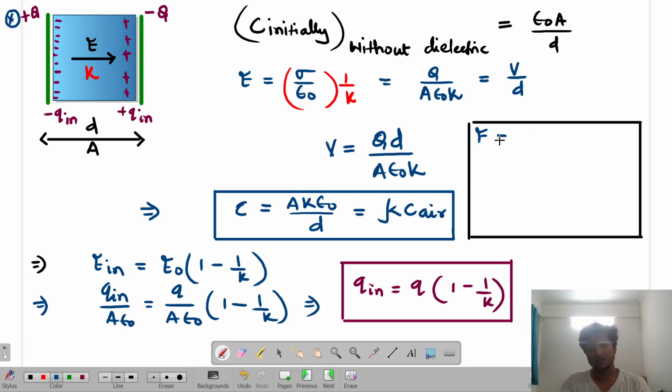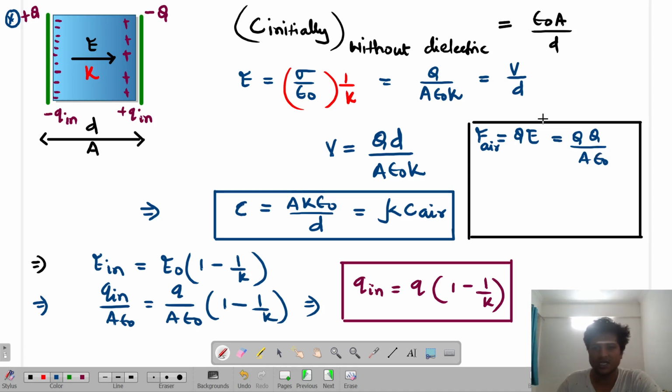But here I am finding it due to charges, so can I write q into electric field E? And this is the force of attraction between two plates, the force on one plate by the other plate. So QE is how much? If the dielectric is not there, so force in air I'm asking. It is Q by A epsilon naught. Are you able to get me or not?